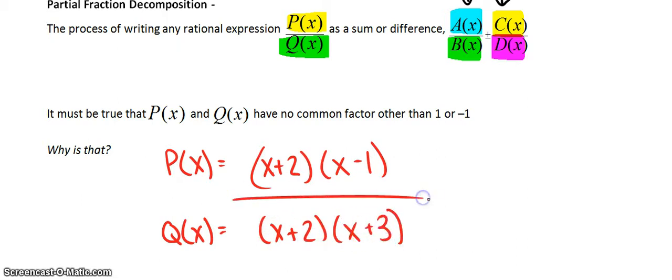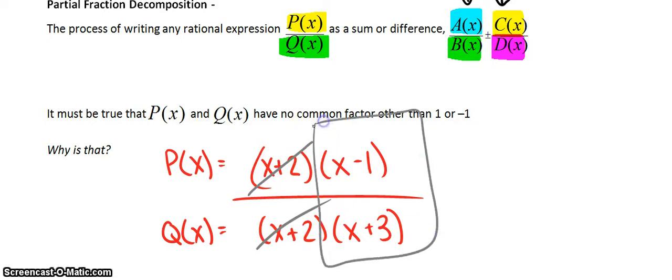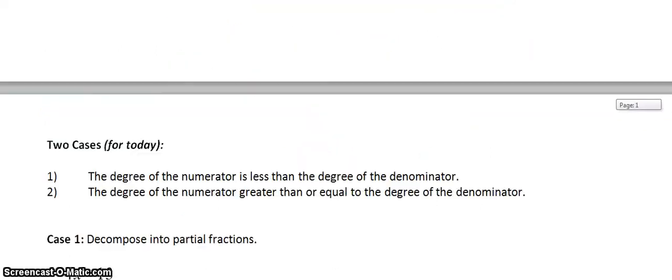If you divide those and they have a common factor, they'll cancel out, and that won't be in its simplest form until it's canceled. So we want to make sure it's simplified, is basically what that's saying, so nothing cancels out. We'll do the partial fraction decomposition once we get it in its simplified form.